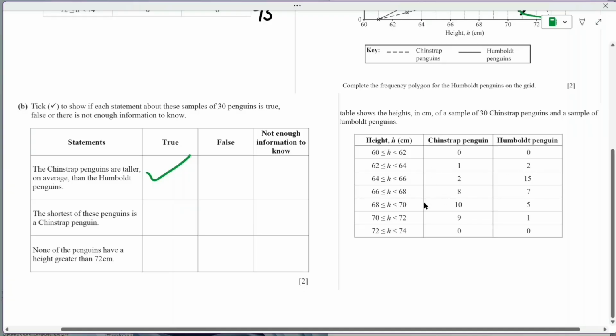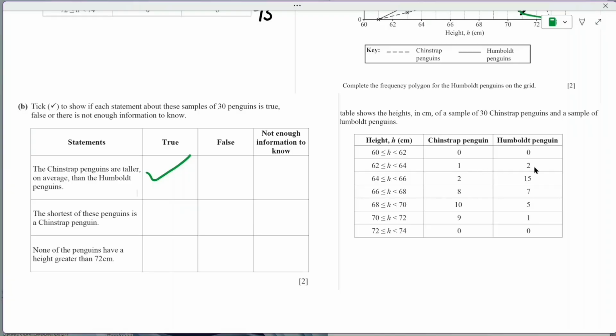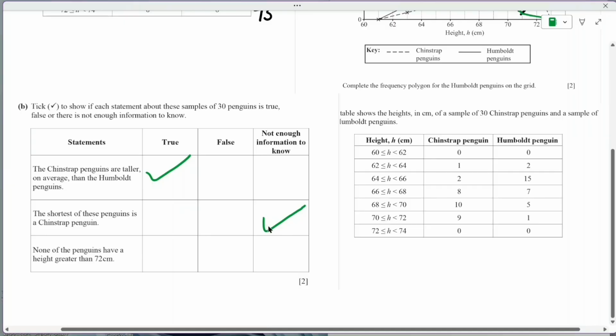But this table doesn't really show us the actual or the precise height. It just gave us a range of their heights, and it might actually be that the Chinstrap penguin is the tallest of these three on this particular height level. It might be at 63, while the Humboldt penguins here might be 62, 62. And since you don't have more detailed information from this table, you choose not enough information to know. For the last question, none of the penguins have a height greater than 72.